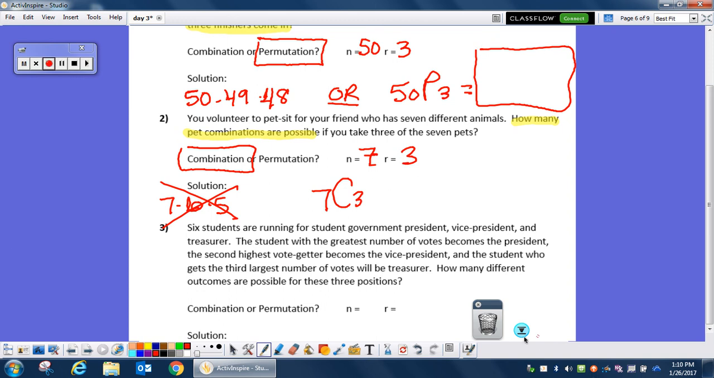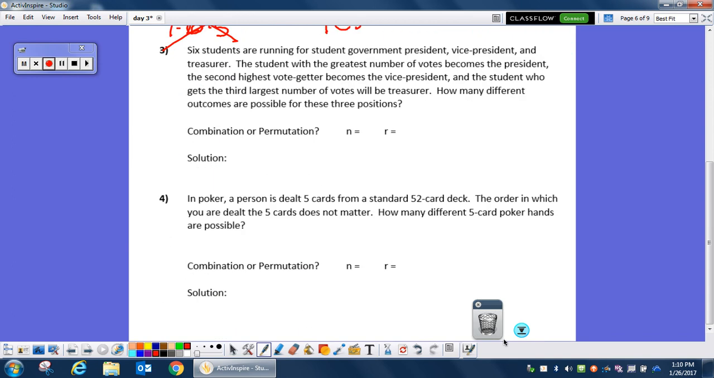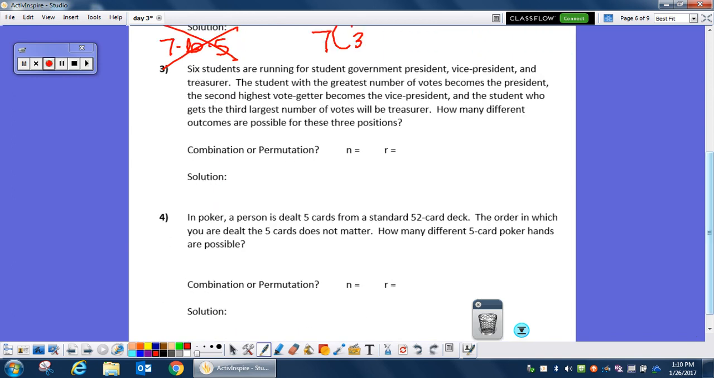All right, so what you need to do is 3 and 4. I'm going to highlight the key words that will clue you in on whether it's a permutation or combination.